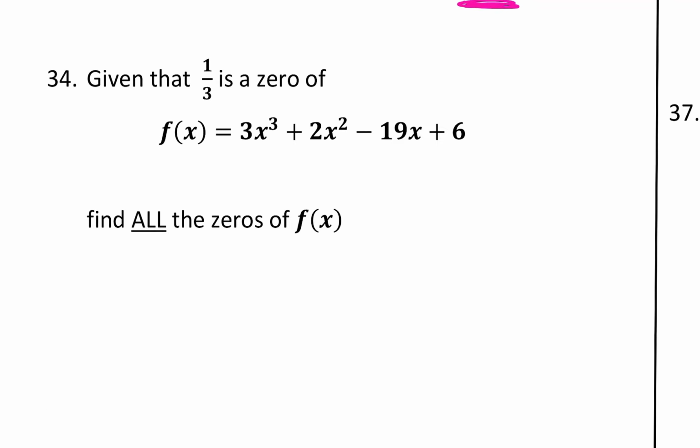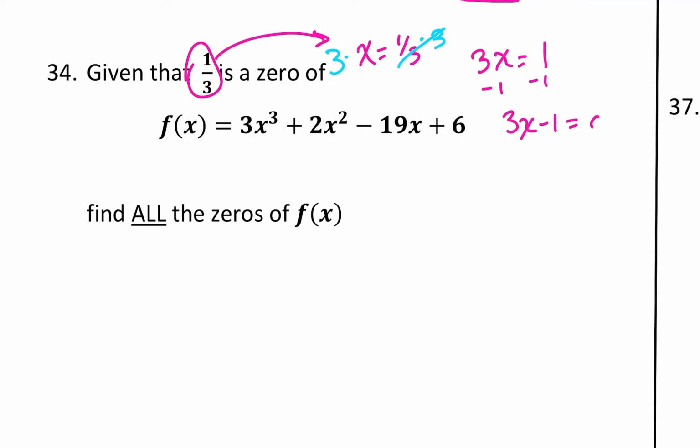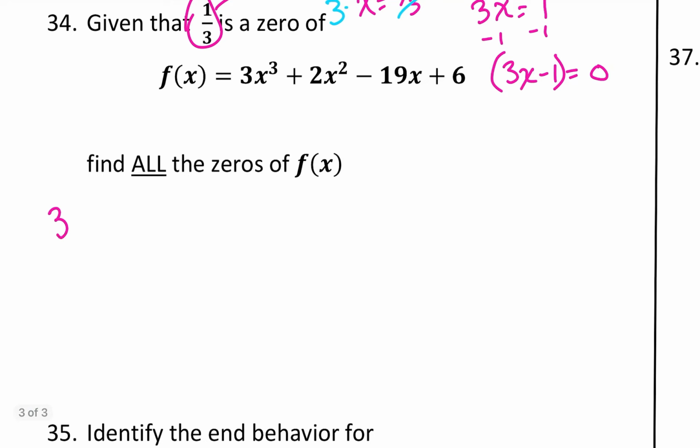Our 34 says, given that 1/3 is a 0, find all the zeros. So we need to rewrite this as its linear factor. The way we would write 1/3 as a linear factor is we got x equals 1/3. So I'm going to multiply both sides by 3. That cancels out here. And now I got 3x equals 1. And I'll subtract 1 from both sides. So 3x minus 1 equals 0. So this is the linear factor they gave us. I can't really do synthetic division with that. So the only way I can figure out what 3x minus 1 does when we take it out is to use long division. So I'm going to long divide that all out.